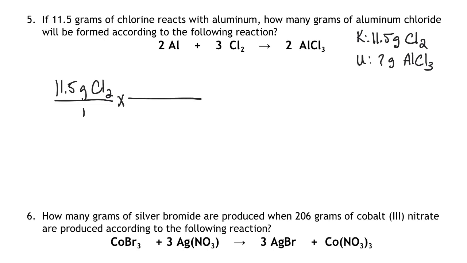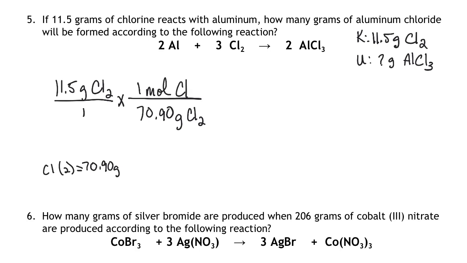And now I'm on to the next part. Well, if I've got grams of Cl2 on the top, I need to have grams of Cl2 on the bottom. I need to be sure that I'm calculating how many, 2 chlorine, not just 1. So it'll be Cl times 2, and that equals 70.90 grams. So 70.90 grams in 1 mole of Cl2.